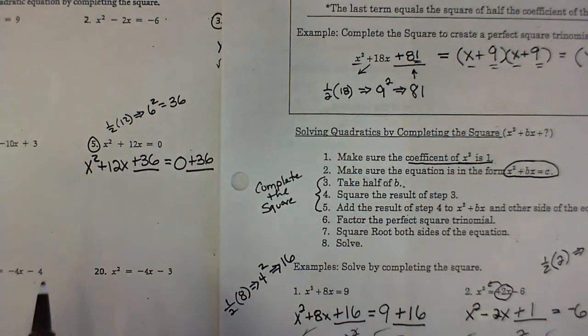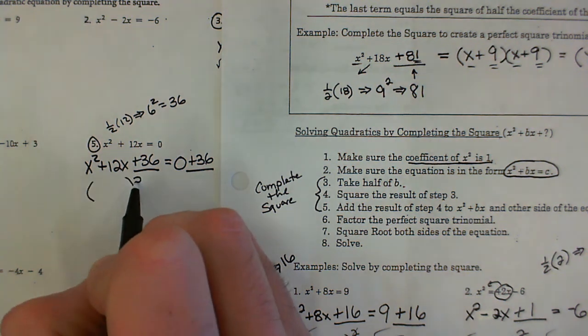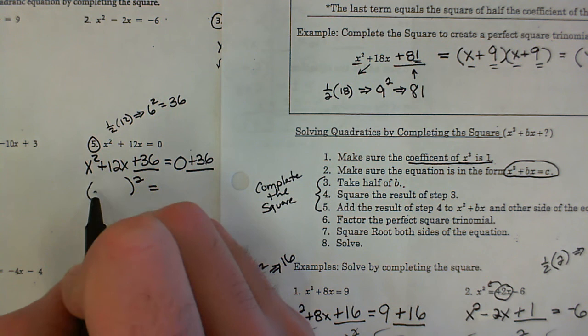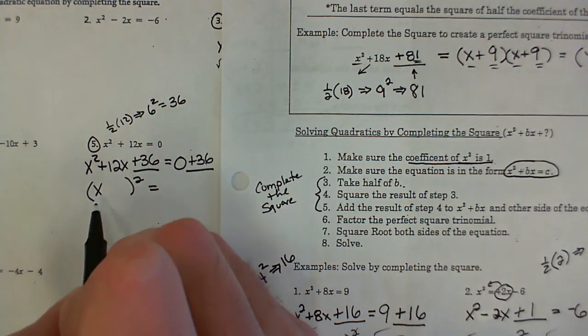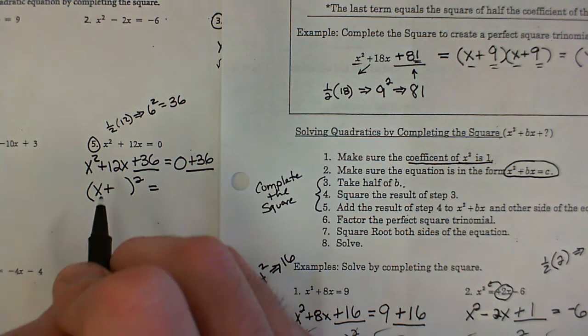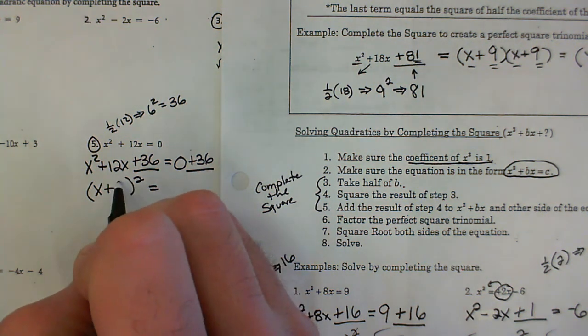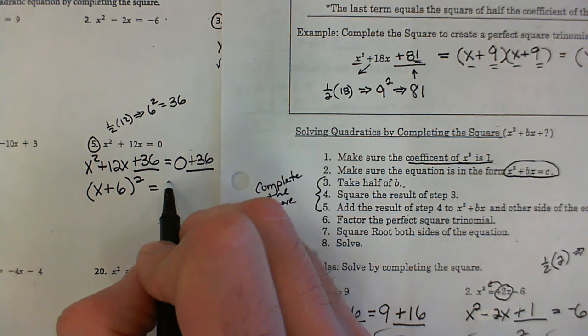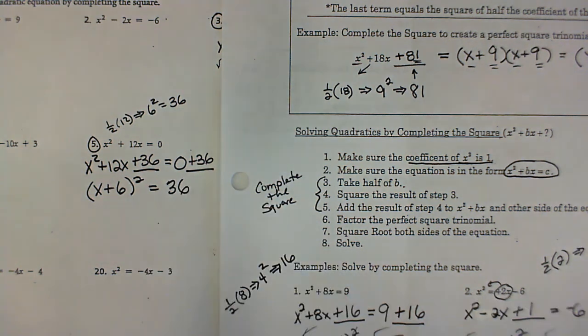Okay, now we're ready to factor. So this side should factor into a binomial squared. So what times itself gets you x squared? That'll be x. This will always be x. Since the signs are both positive, this is plus. And then what times itself gets you 36? That's 6. Now 0 plus 36 is just 36.